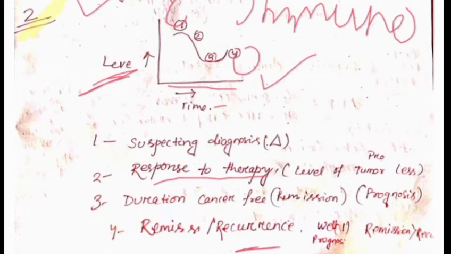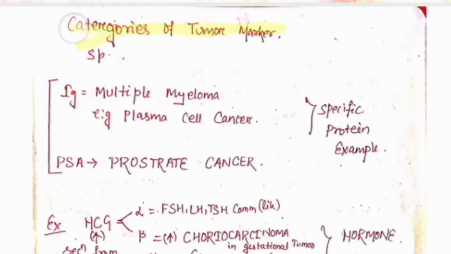Now we go towards tumor markers, which have many categories according to their protein variety, hormone variety, or oncofetal antigen variety. So there are many categories of tumor markers. How can we remember this variety of tumor markers for different types of tumor? You can just understand and go line by line with me.